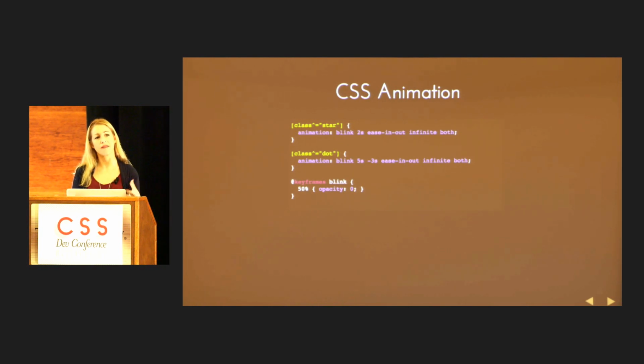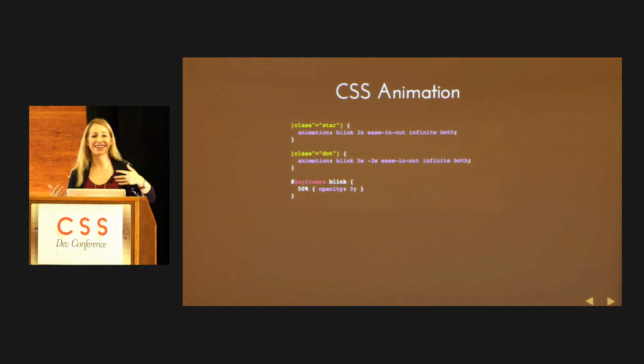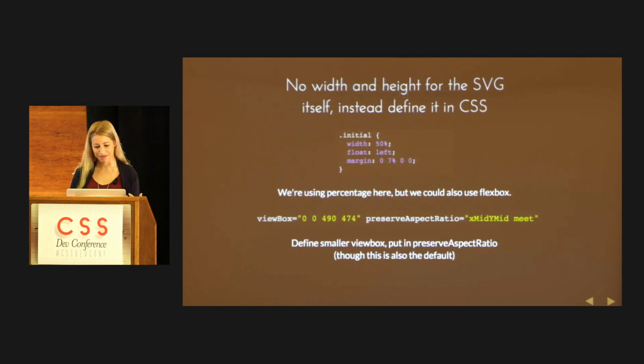Now, why would I have a negative delay? It's because I want the animation to be running when you first get there, because it's just this constant infinite loop, right? I don't want one to start and then the other one to start later, so I put a negative delay on it.